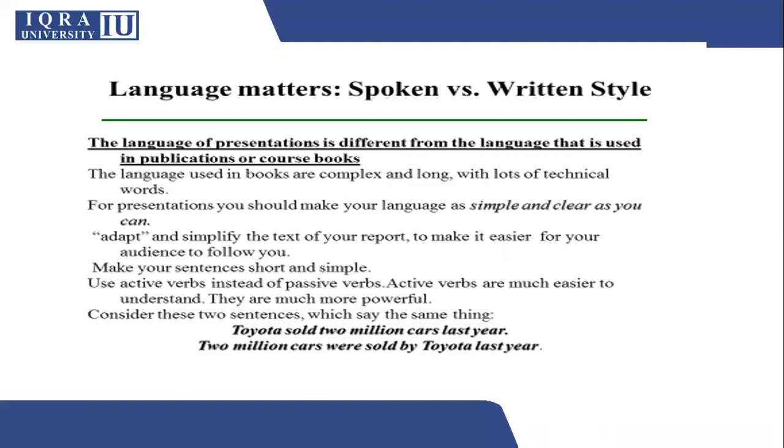Make your sentences short and simple. Use active verbs instead of passive verbs. Active verbs are much easier to understand. They are much more powerful. Consider these two sentences which say the same thing. Toyota sold 2 million cars last year. 2 million cars were sold by Toyota last year. Now you tell me which sentence is more powerful. Obviously, the first one, which is in the active form, active verb.